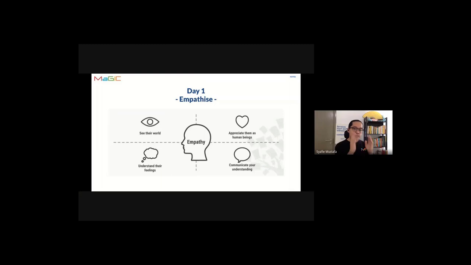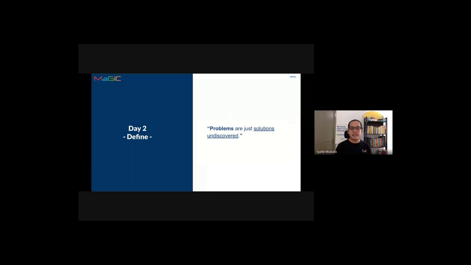So from day one, once you have understood your users or your target audience, you go into day two, right? You go into define. Now, the reason the word define is kept open-ended is that you want to define as many things as possible, right? You want to define the users, who are they? You want to define their problems, their frustrations, and the potential solutions that you could actually do, right?